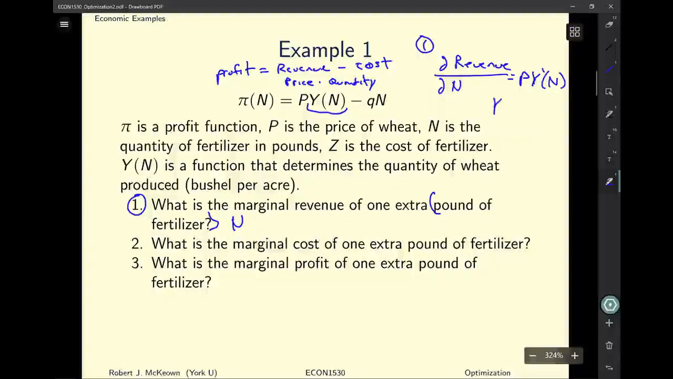And what's y prime n? How do we interpret that? The increase in wheat from 1 pound per acre of fertilizer.